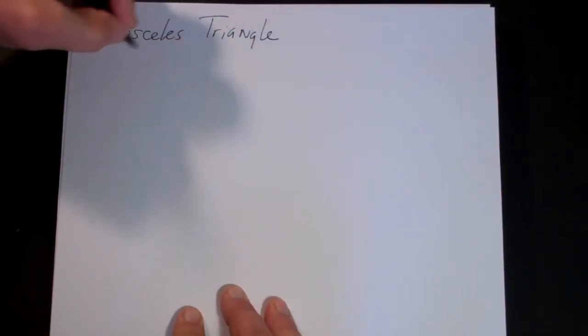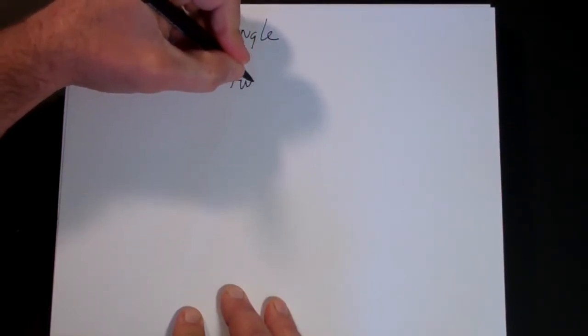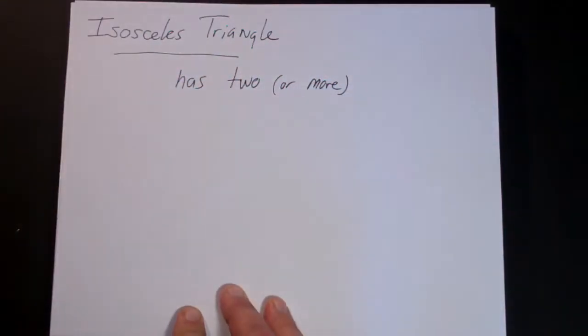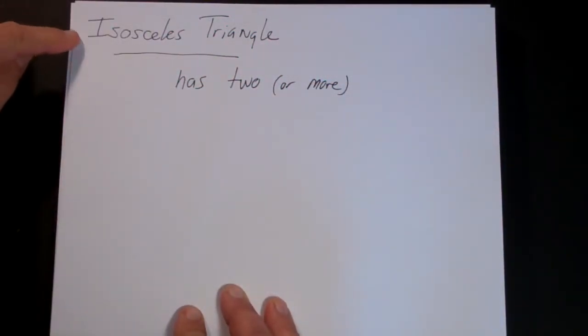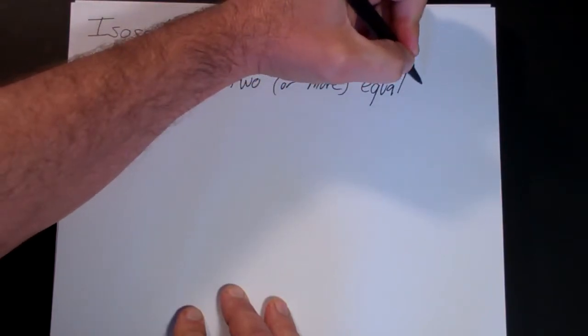So let's define what an isosceles triangle is. We say that an isosceles triangle has two equal sides or more. The reason we say more is that the theorems that go along with isosceles triangles also go along with equilateral triangles. Equal sides, or congruent.